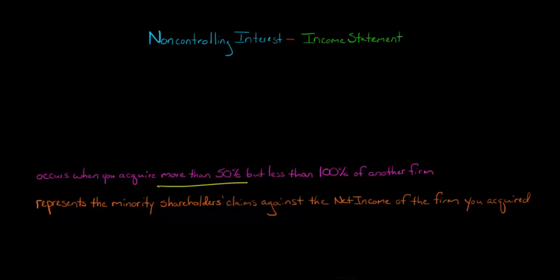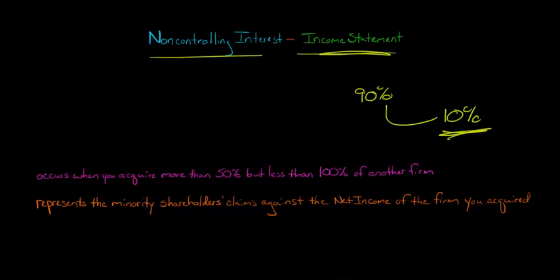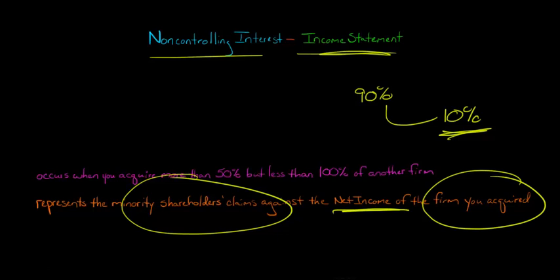acquired more than 50% of another company, but less than 100% of that company. Okay, so let's say, for example, you acquire 90% of another firm. There are still shareholders out there that own the other 10% of that firm. And those are the non-controlling shareholders or minority shareholders. And so this non-controlling interest account that's going to show up on the income statement, it's representing the shareholders' claims, those minority shareholders' claims against the net income of that company that your firm has acquired.